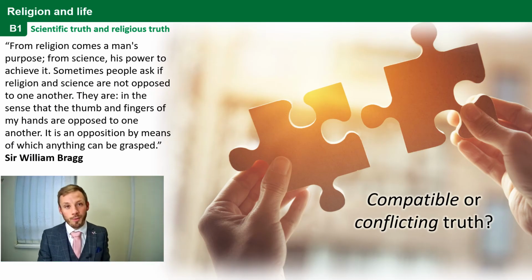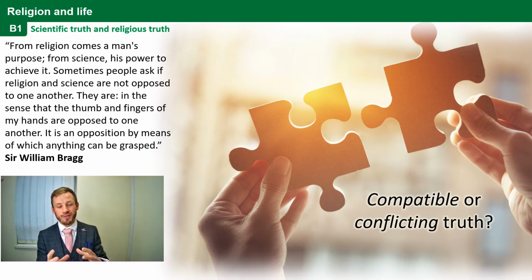A great quote about science and religion comes from Sir William Bragg, who says, "From religion comes a man's purpose, from science his power to achieve it. Sometimes people ask if religion and science are not opposed to one another. They are, in the sense that the thumb and the fingers of my hand are opposed to one another. It is an opposition by means of which anything can be grasped." I.e., these are two different things with two different functions, and using them together is a way to grasp truth.